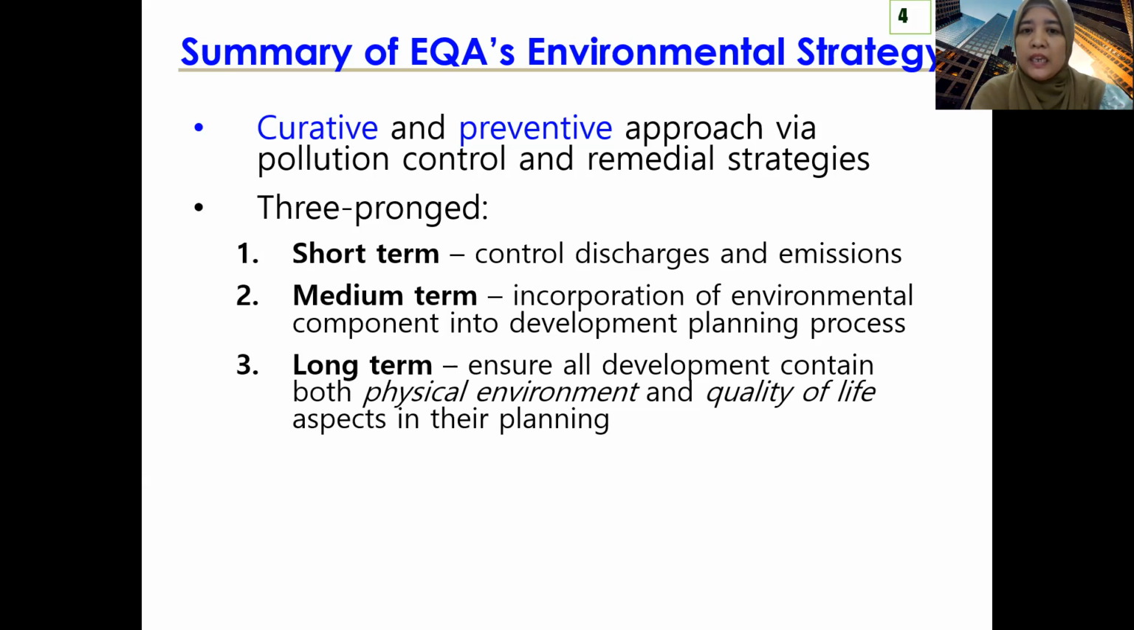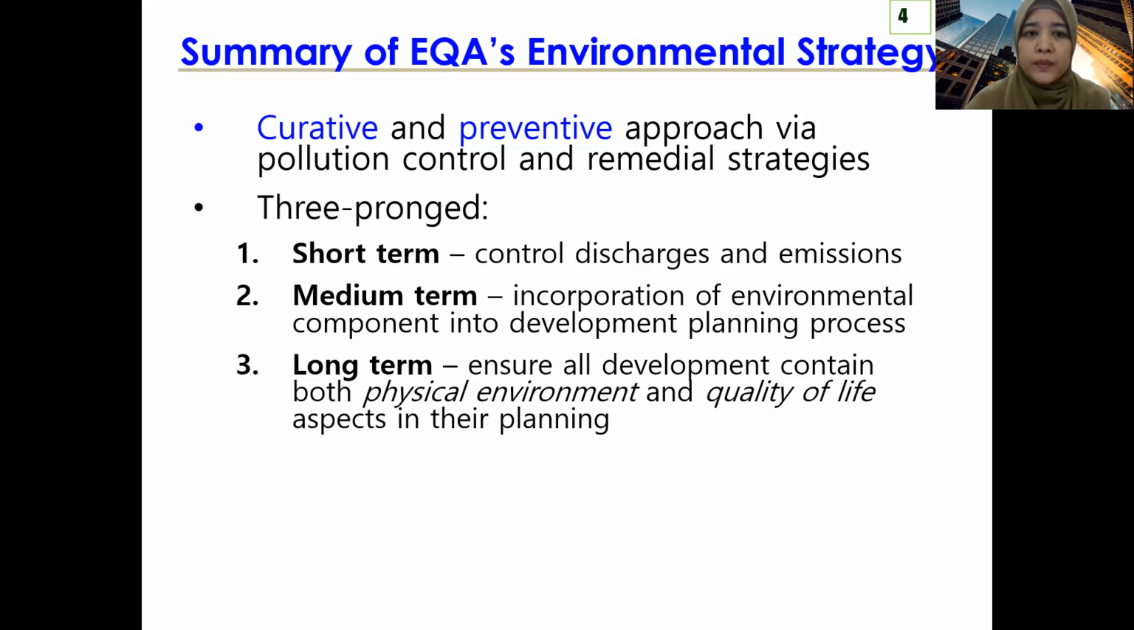Medium term, okay, incorporation of environmental component into development planning process. So this is when we talk about EIA, how EIA can be used to protect the environment. You plan from the beginning, from the onset of the proposed development. Okay, you incorporate the environmental component into development planning process, not wait until damage has been done. So even from the planning stage, you include the environmental protection strategies or mitigation measures to prevent damage to the environment.